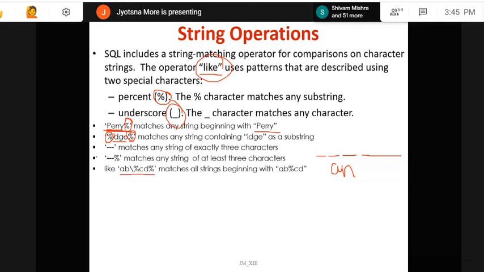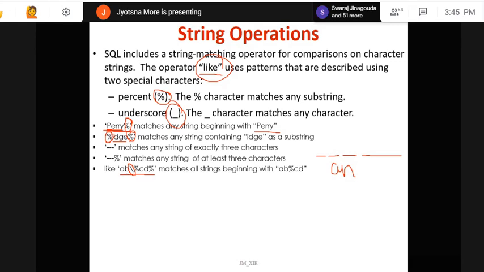Next, I am having something like this: AB backslash percent CD percent. Now what is the purpose of this backslash? Because percent has a special meaning in my string operation, right? So suppose I want percent as part of my result value, I want the percent to be displayed in my result. For that purpose, we are using a backslash.